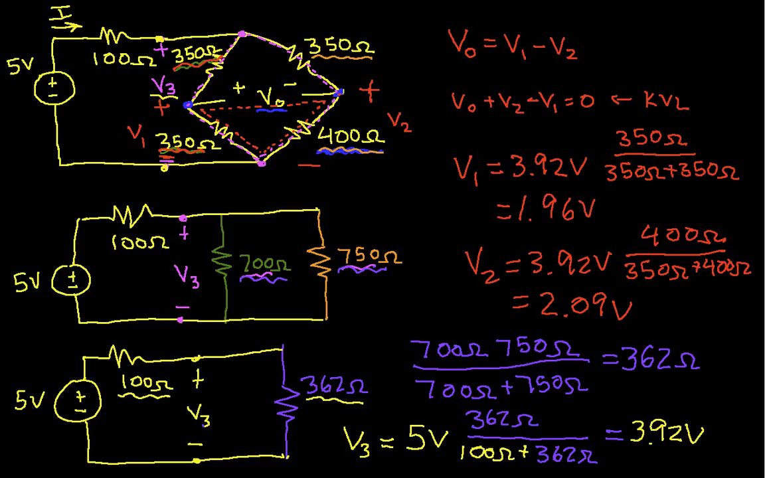Okay, so now I'm ready to find V0. V0 is going to be V1, which is 1.96 volts, minus V2, which is 2.09 volts, which equals... It's really hard to do this while you're talking. If I did this right, it's a negative 0.13 volts.